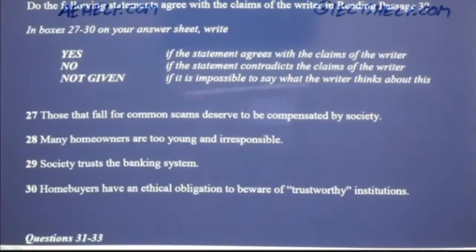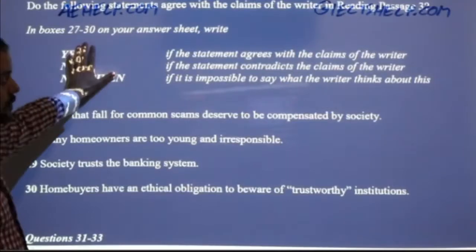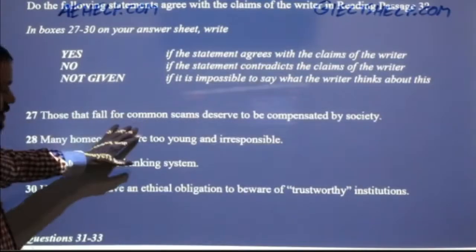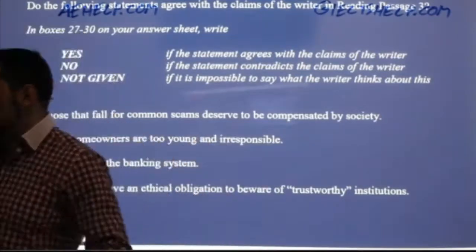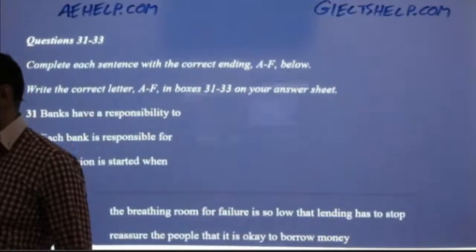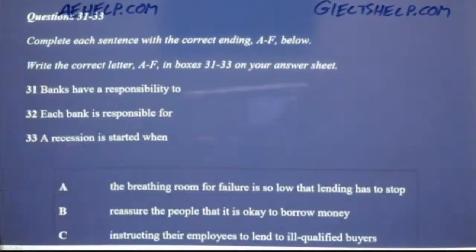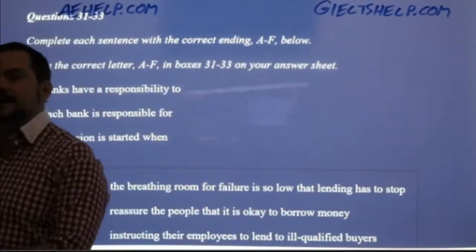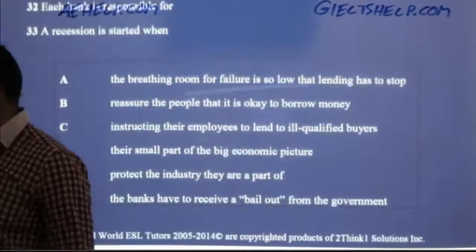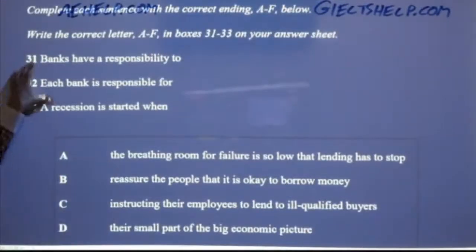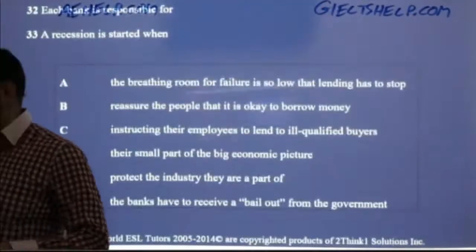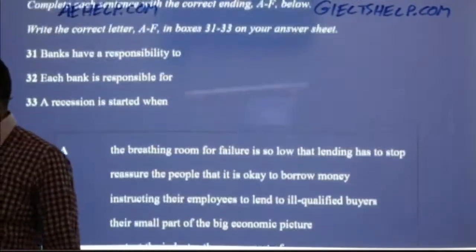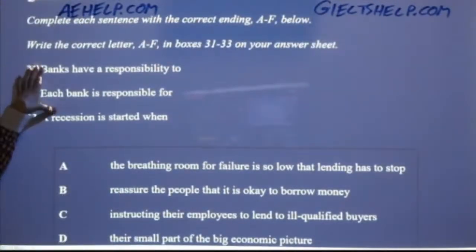Okay. So we look at the yes, no, not given, and we go, okay, here I don't know which one of these is a no. I don't know which one of these is a not given, so I don't read that. That's a waste of time to read it before the passage. All right. Then I have a complete each sentence with the correct ending, A to F. So I look here and I see, okay, there's 3 questions, and I have 6 choices. That means half of these are wrong. So I don't read the choices, but I know that this information is in the text.